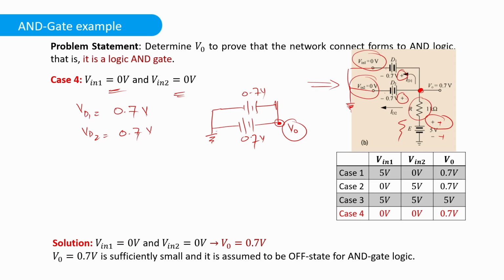So now the voltage between this terminal and the ground will also be 0.7 volts, right? Because this part of the circuit is parallel. So the total voltage drop will be considered as 0.7 volts. So the output voltage will become 0.7 volts, and we can see it over here. Now we have completed this table, and we will compare it with the AND logic gate table and see if this circuit satisfies the conditions of the AND gate logic table.